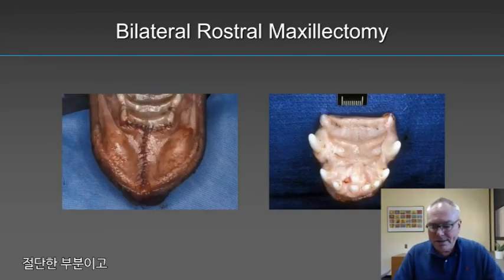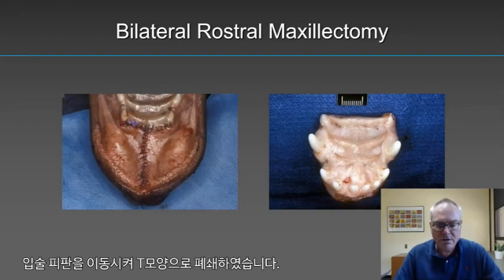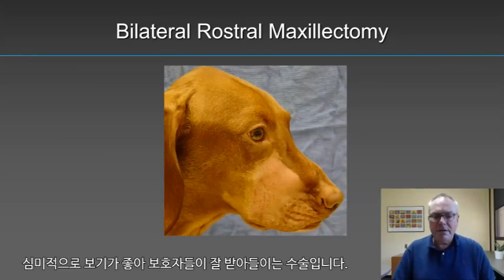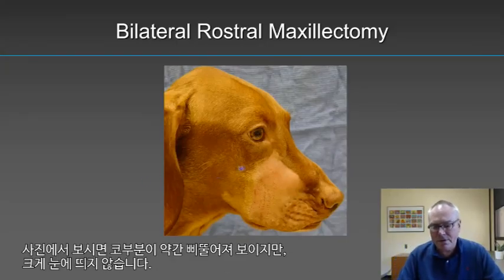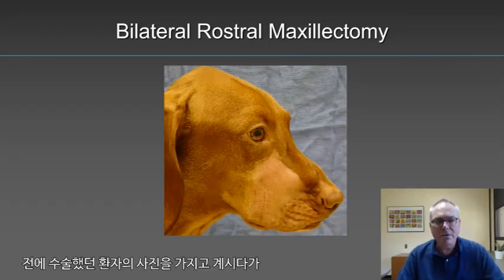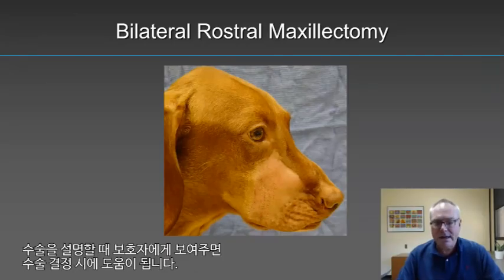So here we see the excised piece, and here we see how we close these defects. We close them in a T shape, so we mobilize labial flaps and then suture them in this particular shape. So the cosmetic result is acceptable to most clients, but you can see that there is some drooping of the nose. So it's always good to have photographs available of previous cases so that you can show this to the client so that they know exactly what to expect.